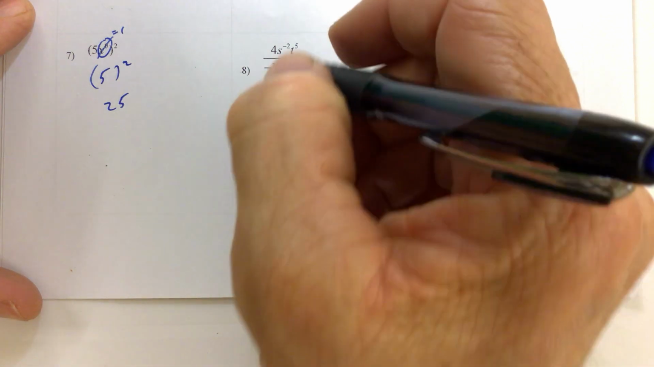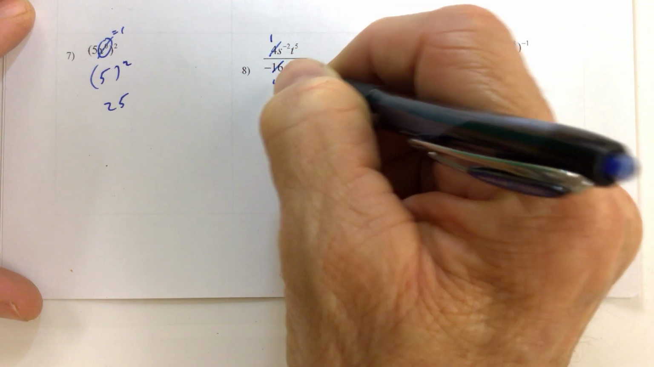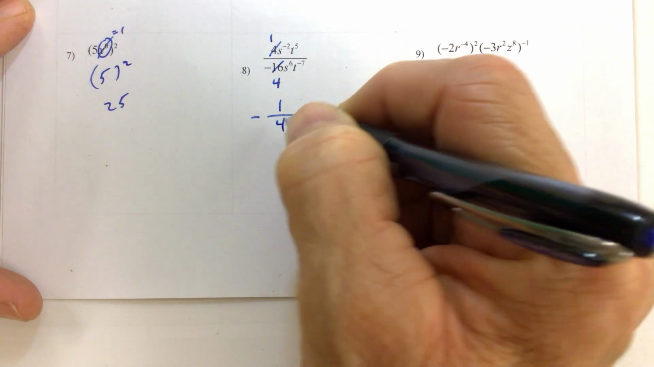So there's not a whole lot of variety here. 4 divides evenly into 4 once. 4 goes into 16 4 times. So we'll put that 1 up there. We'll make that a negative, and we'll put the 4 there.